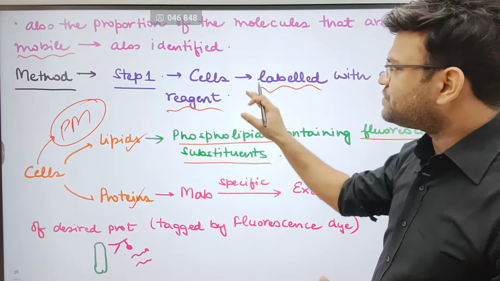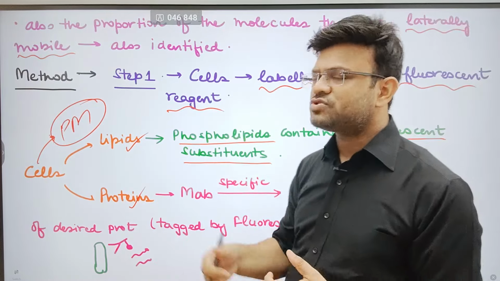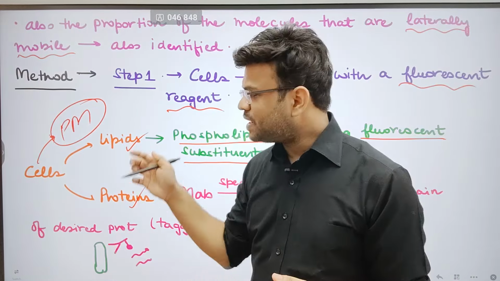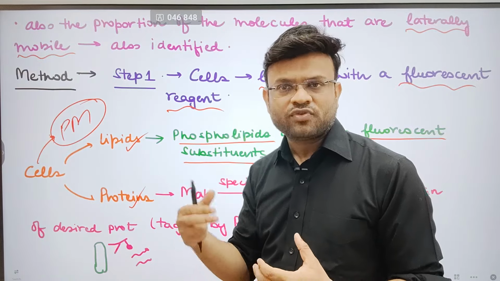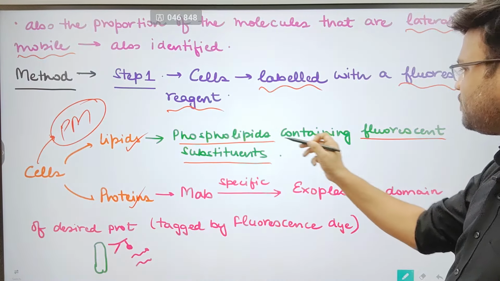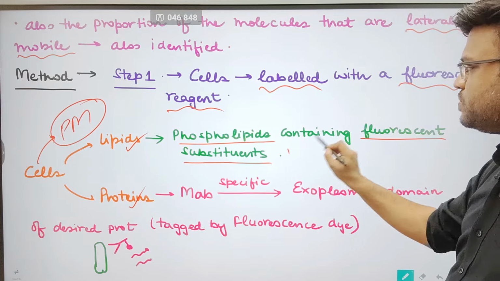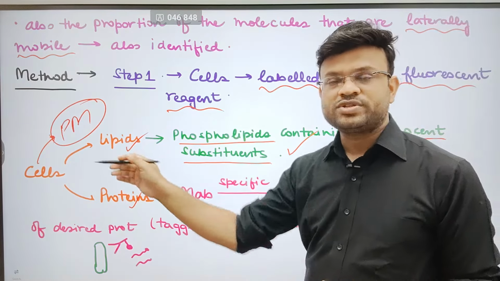So you can detect that light. What I have done is, I have stained the cells, I have stained the lipids or proteins, whatever I want to detect, with the fluorescent dye. That is what is written over here: phospholipids containing fluorescent substituents, if you want to stain the lipids.